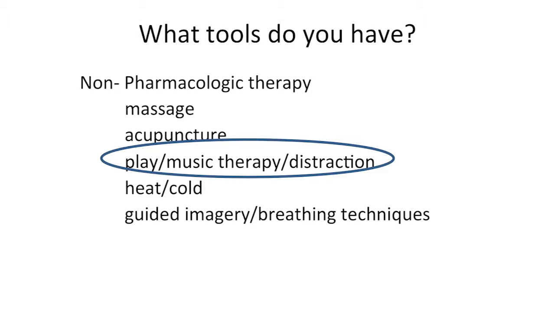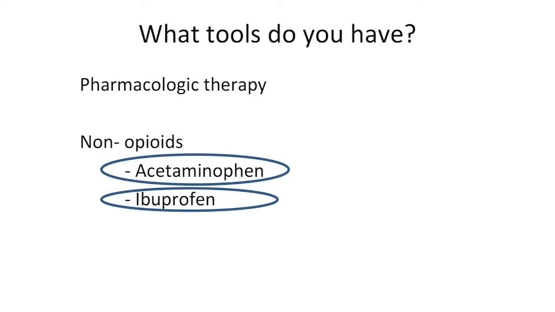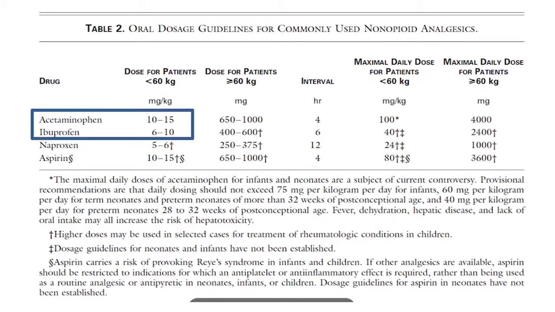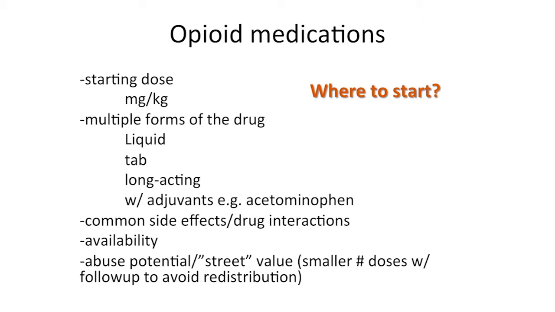For non-pharmacologic therapy, both play and/or music therapy would be most appropriate for a patient of this age. In addition, distraction with quiet activities such as arts and crafts may also be very effective in decreasing his pain. Pharmacologic therapy should include acetaminophen and ibuprofen utilized in weight-appropriate doses. In addition, opioid medications may be helpful in this patient.